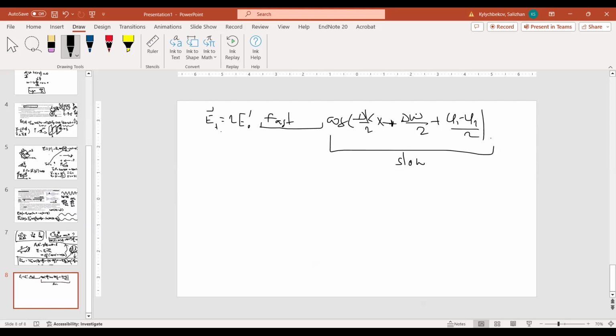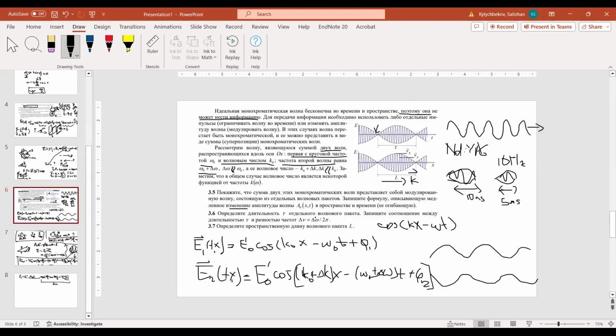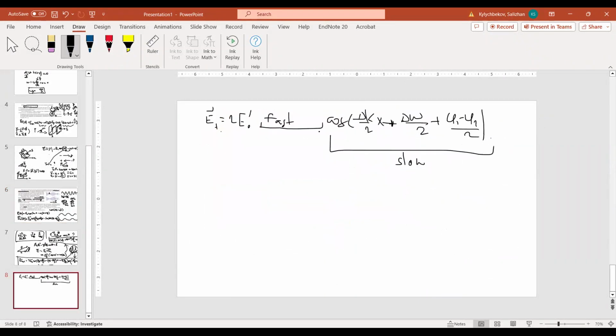Because delta omega is small compared to the first one. The change of amplitude: what is the amplitude? A0 then. The amplitude is A0 of x, t, which is this. It is the oscillation factor, the cosine.